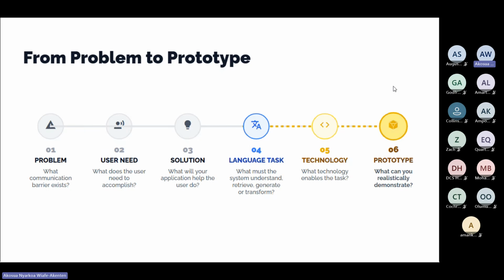Okay. Then, as you know, we are supposed to also design some sort of prototype, right? So you should be asking yourselves, what can we realistically demonstrate? Remember that it's a hackathon, right? So you will need to demonstrate that the idea that you have works and that it addresses a real problem. So the goal here, within the time frame you have, is to be able to build something that is useful, feasible, and inclusive.